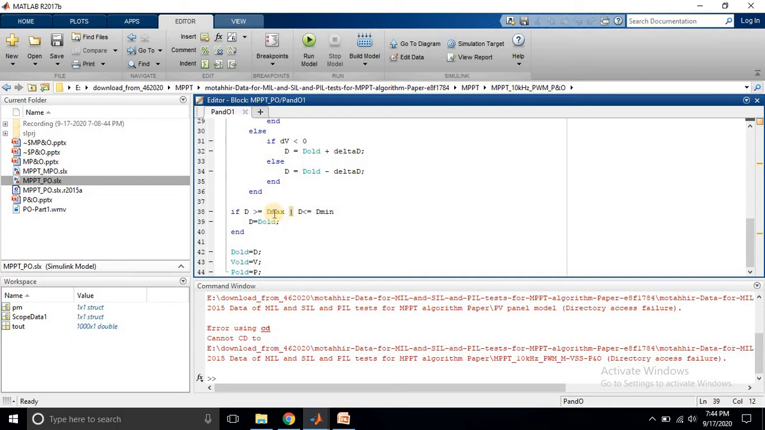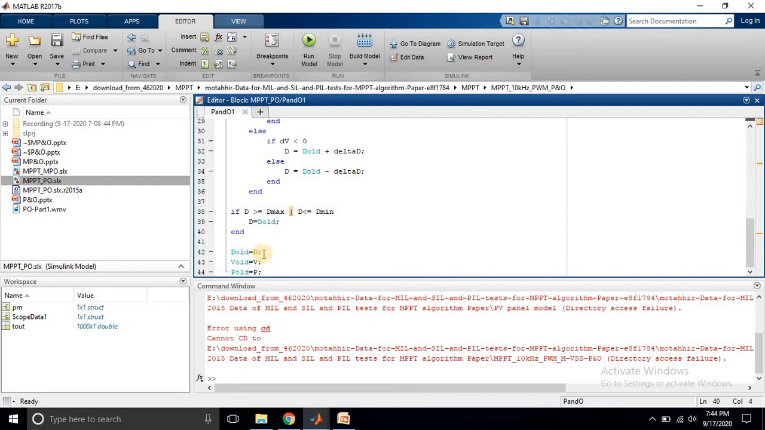If suppose this duty cycle is greater than D max, for example, the condition means that D should be in between this range, between D minimum and D max, okay. If the duty cycle is more than D max or less than D minimum, then we need to equate that duty cycle with respect to the previous duty cycle value. So D is going to be considered D old, okay. So this is the condition for checking the maximum and minimum limit of the duty cycle.